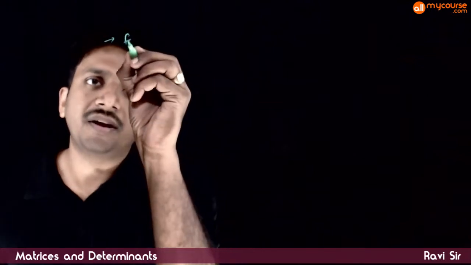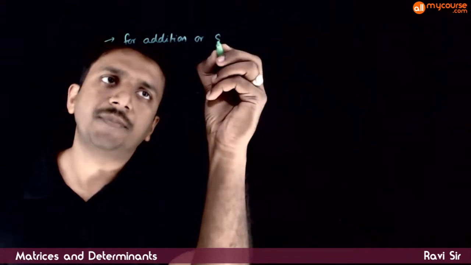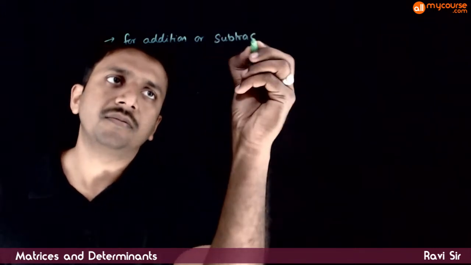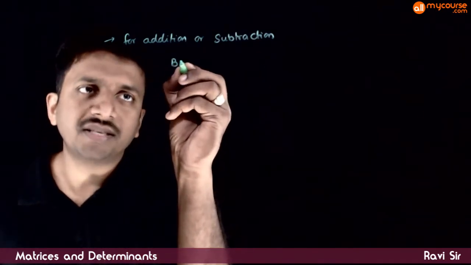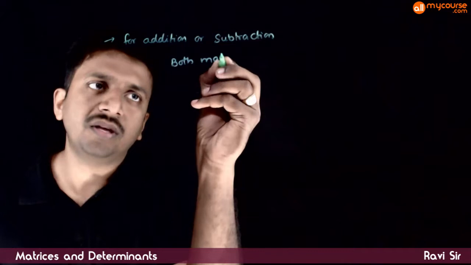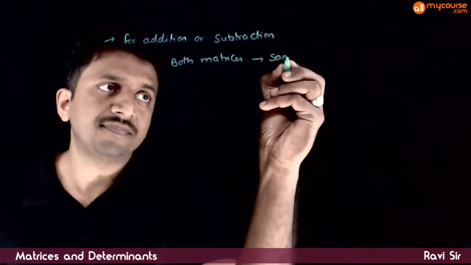In this video, let us look at how to add and subtract matrices. So two matrices can be added or subtracted only if they have the same order. So for addition or subtraction, the basic condition is that both matrices have to have the same order.